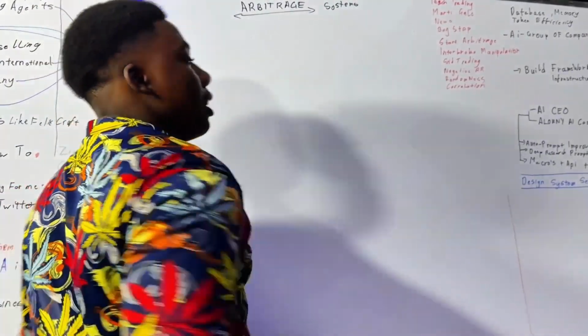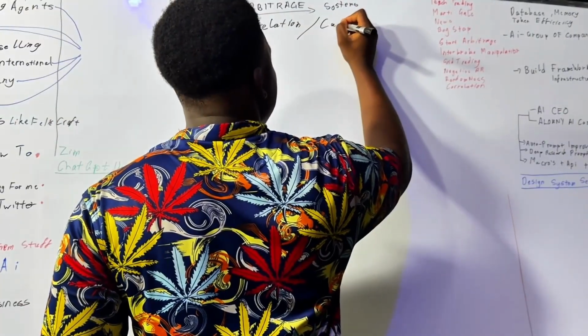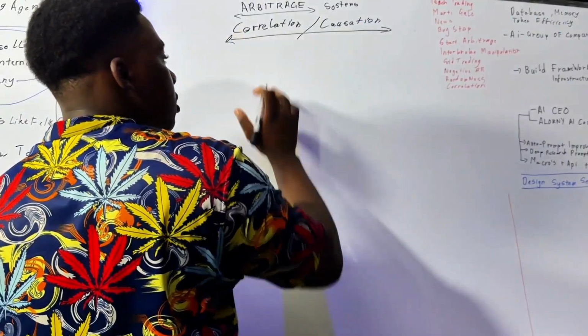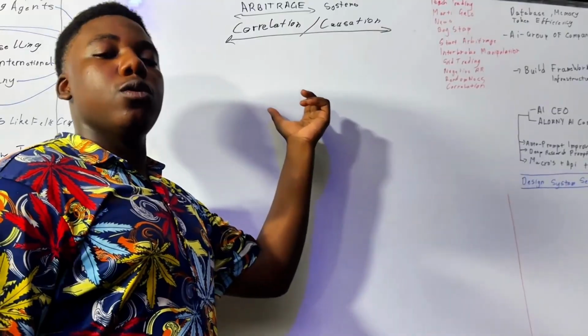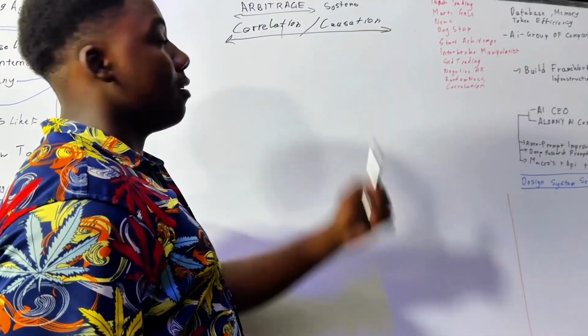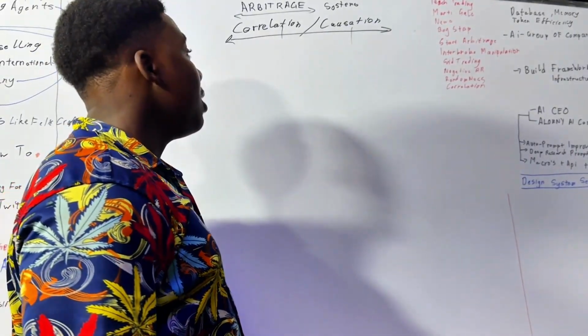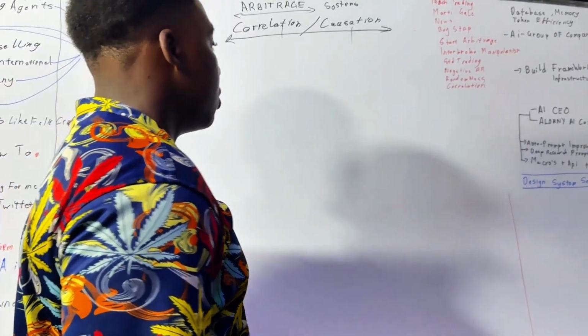Now, another thing that you need to look at is correlations and causation. You need to understand the difference between these two things. This stuff can be useful or completely useless. Correlations aren't very useful. Causations are extremely useful. What do I mean by correlation versus causation? Here's what we're gonna do, okay?